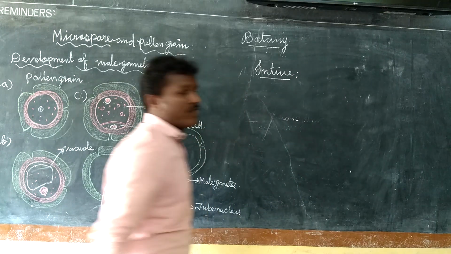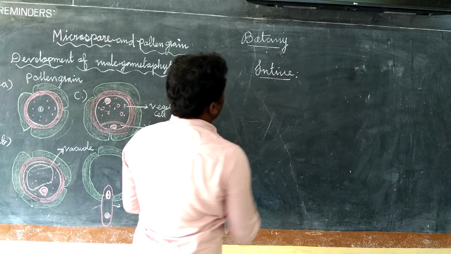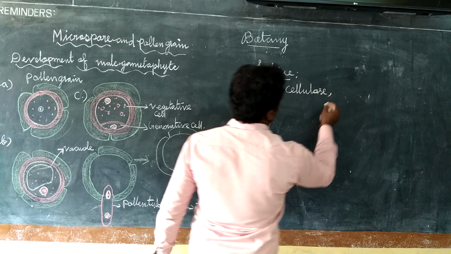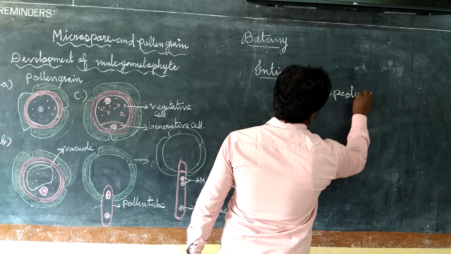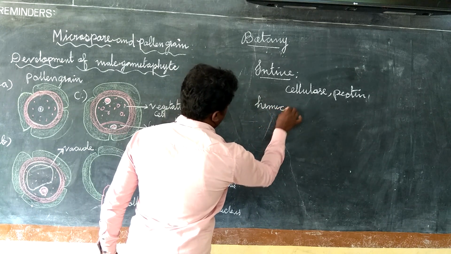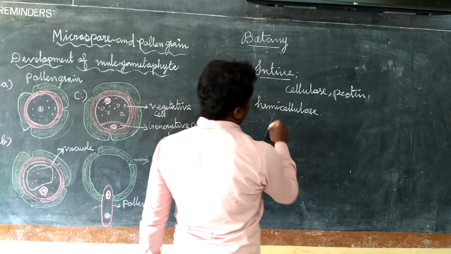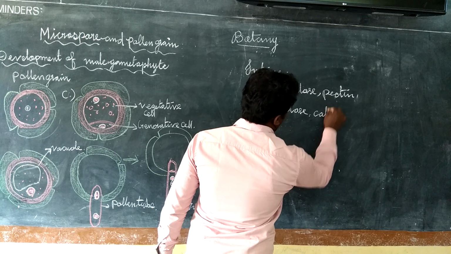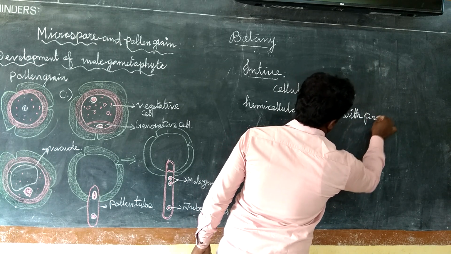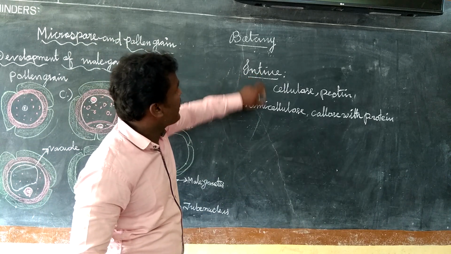Intine is the inner layer of the pollen grain, and it is made up of cellulose, pectin, hemicellulose, and callose with a protein. These are the chemical substances which are present in the intine.